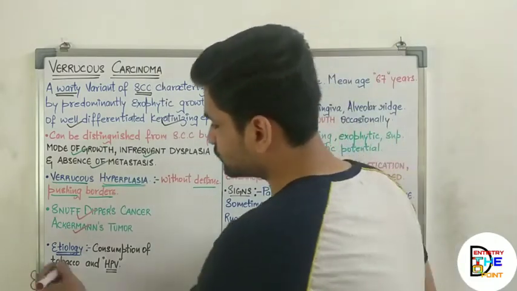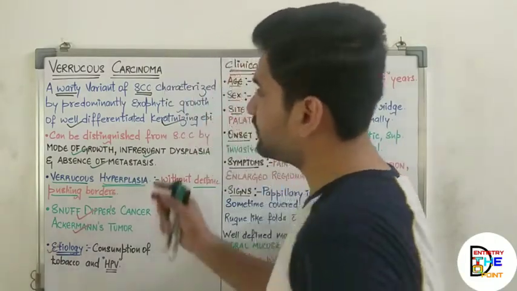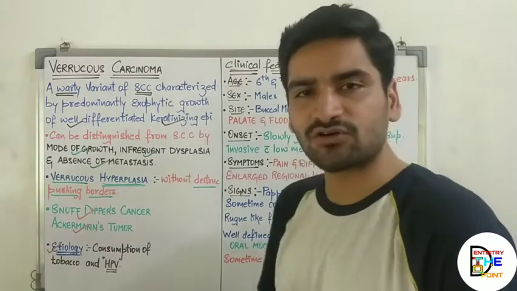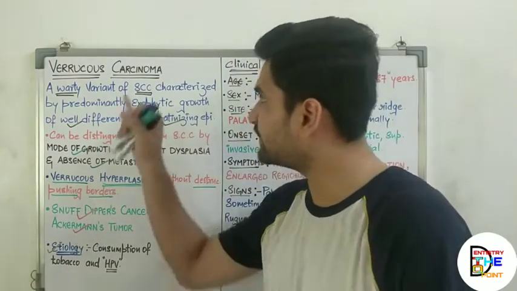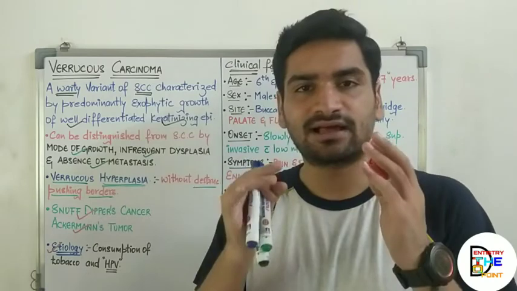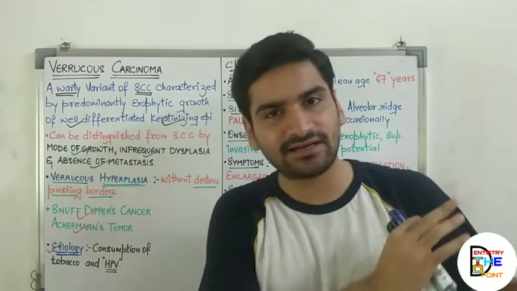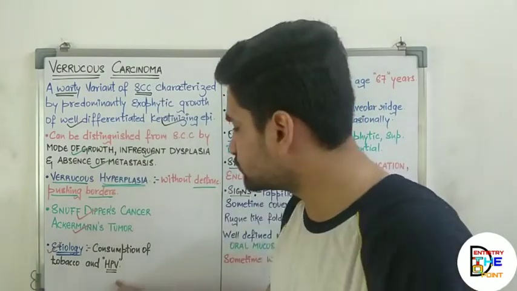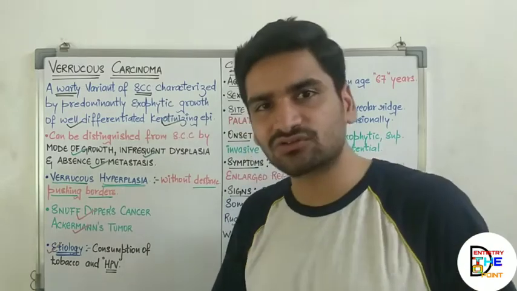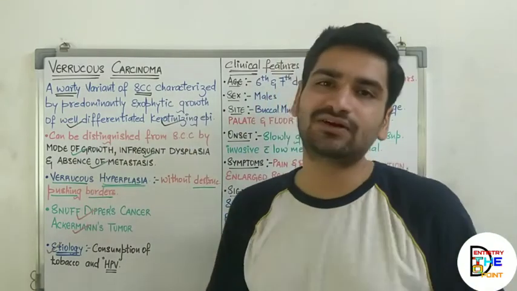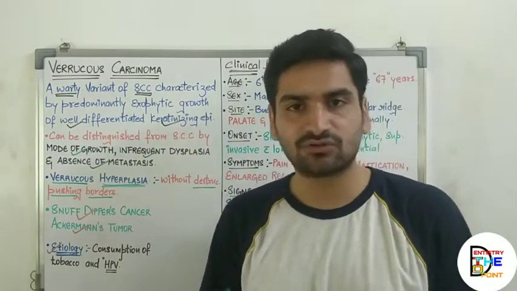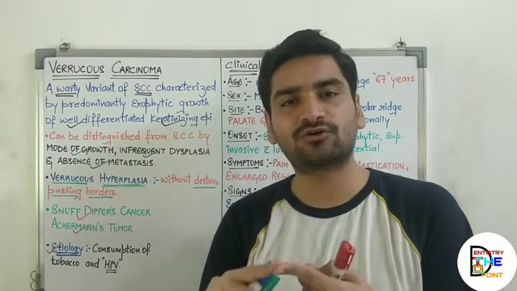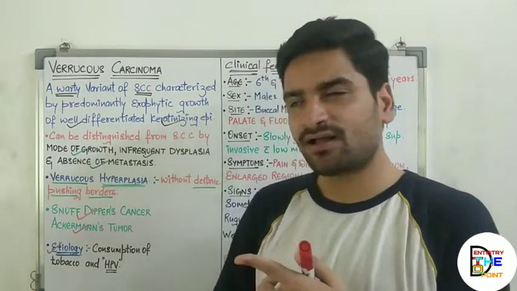Now what is the most common etiology regarding verrucous carcinoma? So consumption of tobacco is associated with verrucous carcinoma. A large number of cases are associated with consumption of tobacco, and human papilloma virus is also seen to be associated with verrucous carcinoma. So what are the two most common etiologies? Tobacco or human papilloma virus.